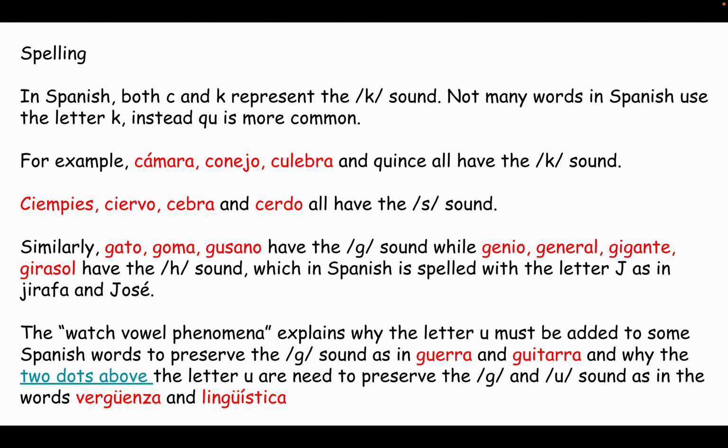The watch-out vowel phenomenon explains why the letter U must be added to some Spanish words to preserve the G sound, as in guerra and guitarra, and why the two dots above the letter U are needed to preserve the G and the U sound, as in the word vergüenza and lingüística. If you want to know more about the two dots, I know they have a formal name, but I always forget it. You can click on here.